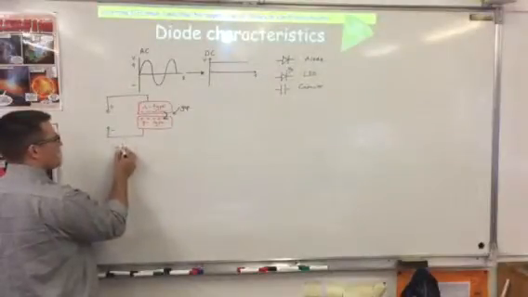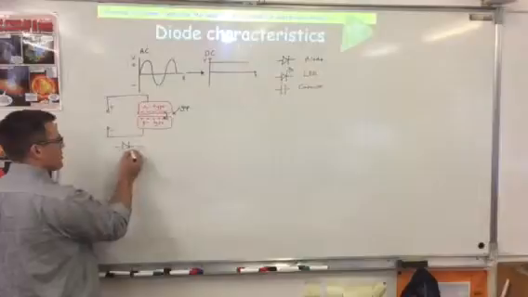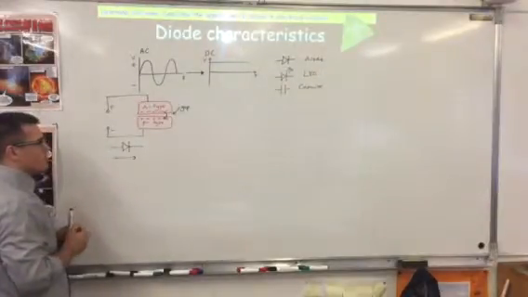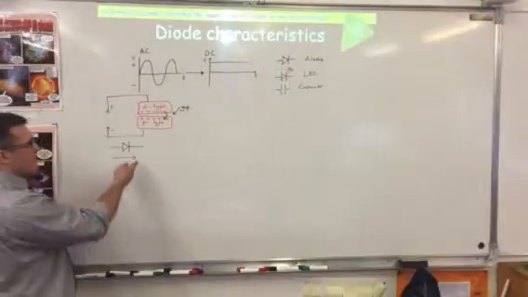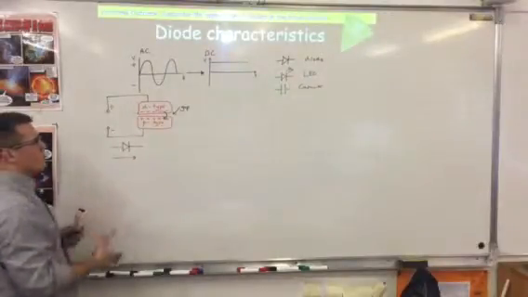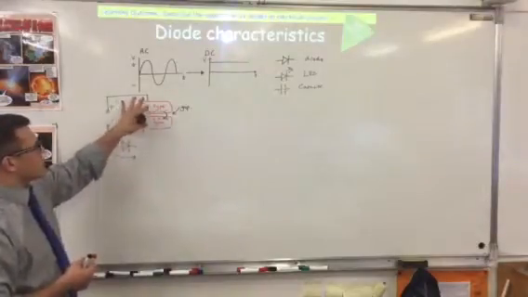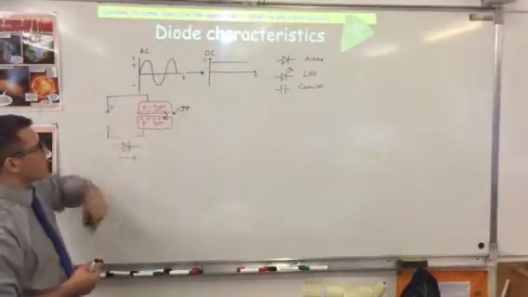So if I have a diode that allows current through, the current will be allowed in that direction, and we describe it as forward bias. If a diode doesn't allow current through, we describe it as reverse bias. So that's how a diode is made up of two semiconductors.